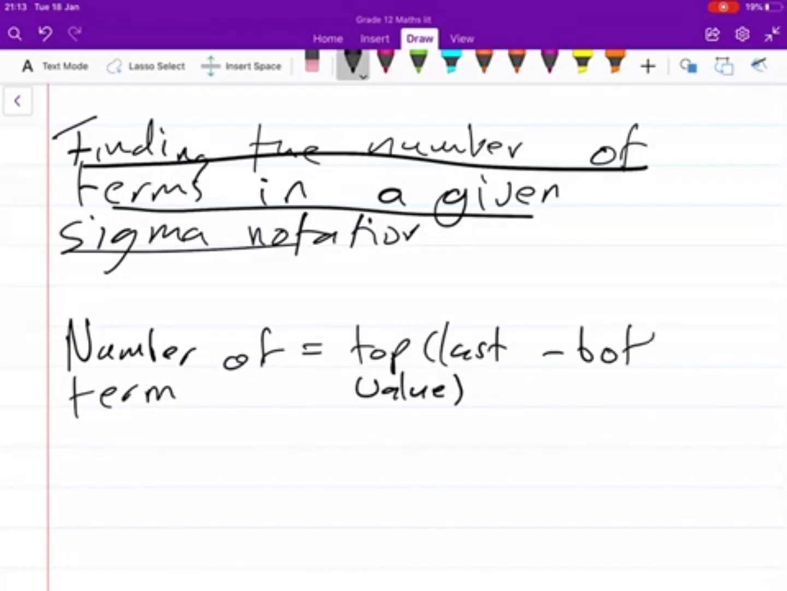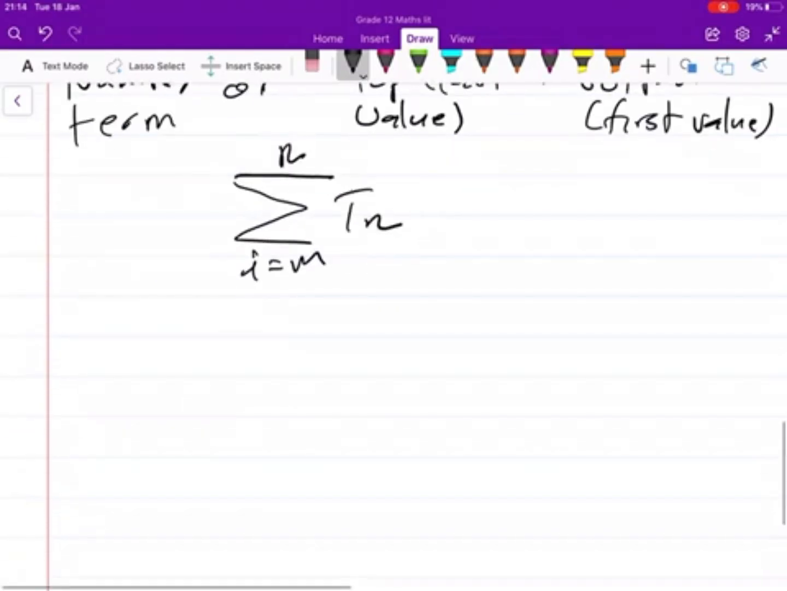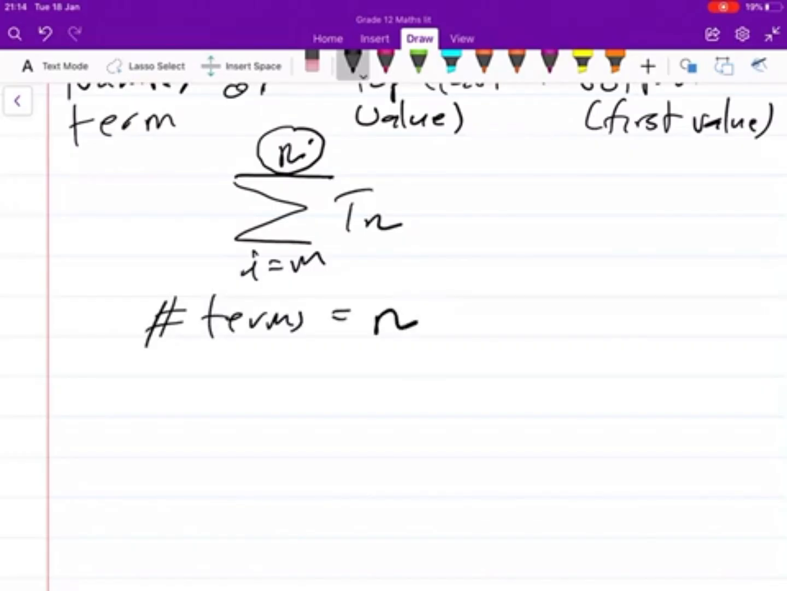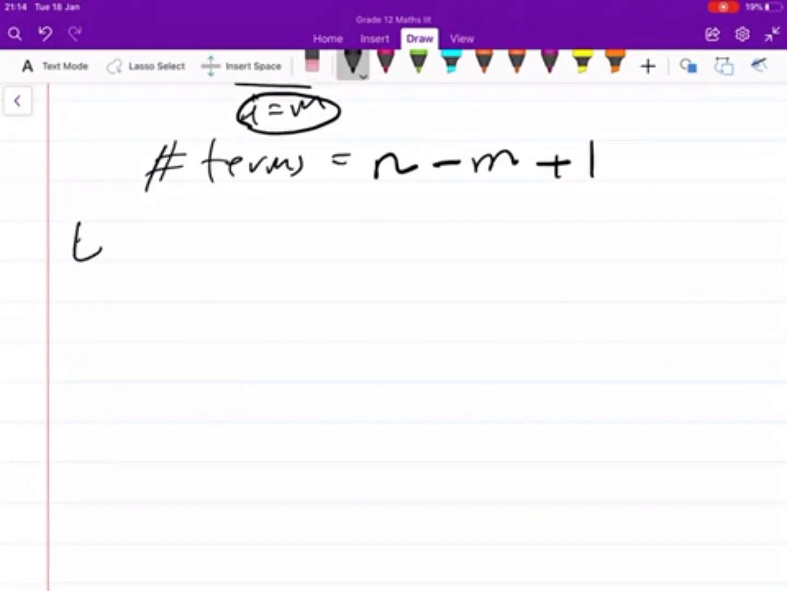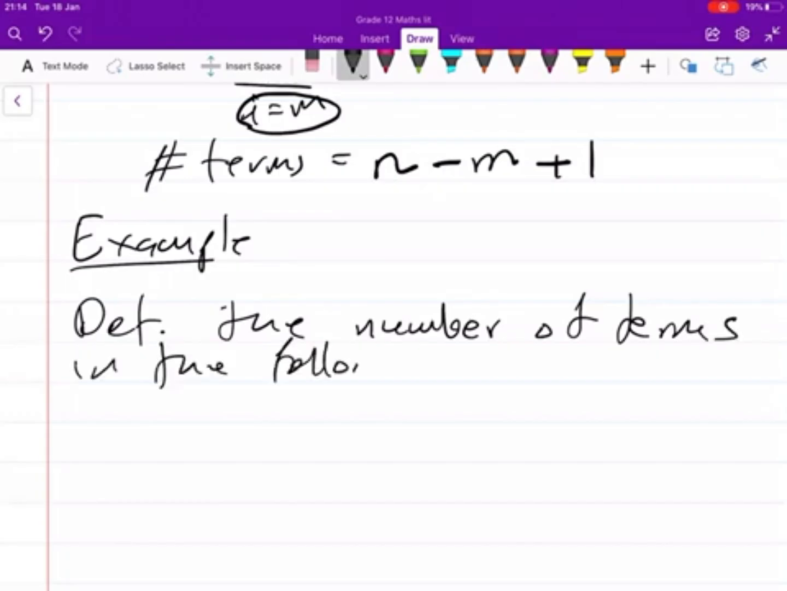The number of terms equals the top value, which is the last value, minus the bottom value, which is the first value, plus 1. Let's try to represent this. Let's say you have a situation where you have n at the top, i equals m at the bottom, and of course you have Tn. If you want to find the number of terms, it would be the top value, which is n, minus the bottom value, which is m, plus 1. Let us put that in example format. Let's say I give you the following example: determine the number of terms in the following series.